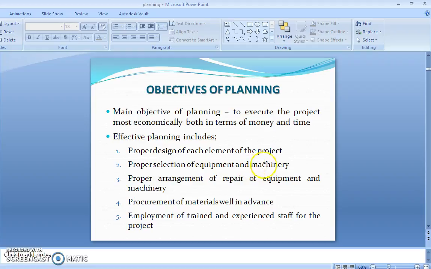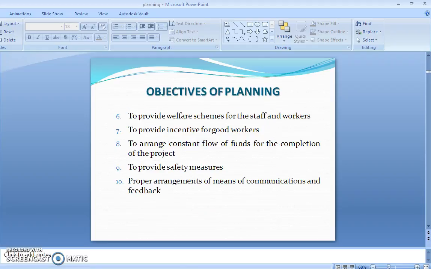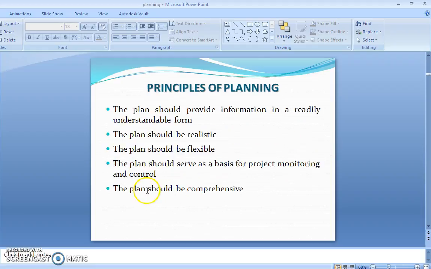Then we have to properly select the equipment and machinery. Then we have to arrange for the repair of equipment and machinery. Then procurement of materials well in advance. Then employment of trained and experienced staff for the project. To provide welfare schemes for the staff and workers, to provide incentives for good workers, to arrange a constant flow of funds for the completion of the project, to provide safety measures, and to arrange for the proper means of communication.